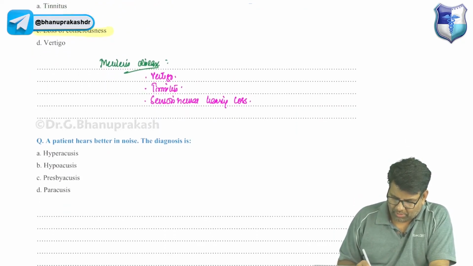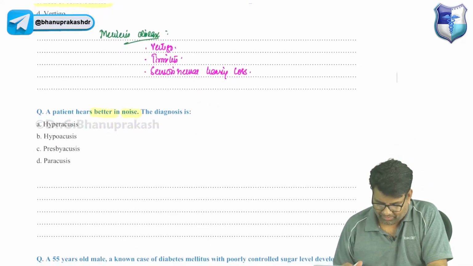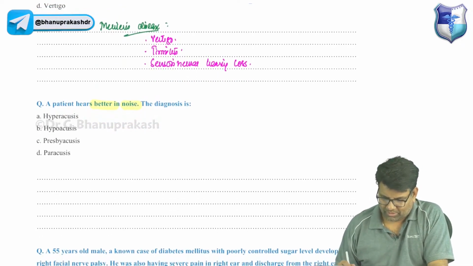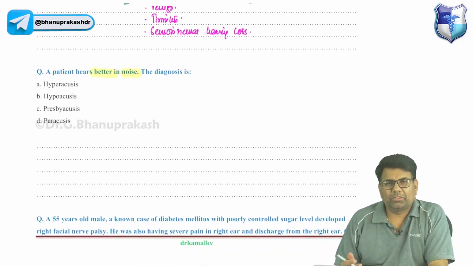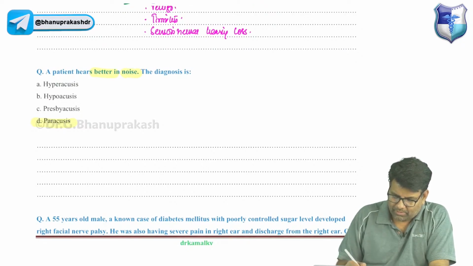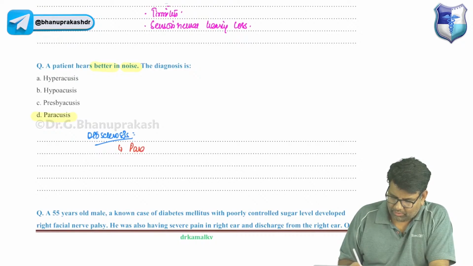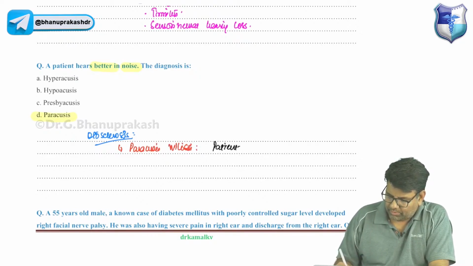Then next question: a patient hears better in noise. Now what is this known as? Yes, perfect. Raghu, you are absolutely perfect. So a patient hears better in noise. This is known as paracusis willisii, and this is a feature of otosclerosis. Right? So in otosclerosis, we will find paracusis willisii, and that is really the patient hears better in noisy surroundings.